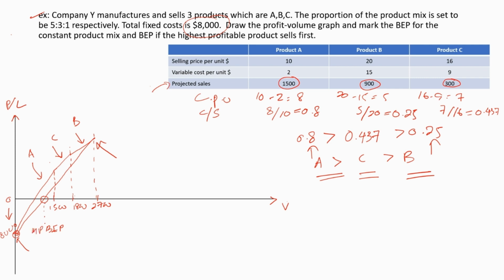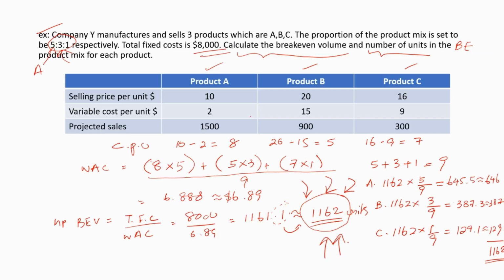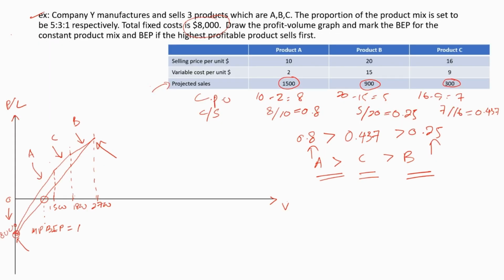We calculated this figure earlier. Let's go back. It is this value, 1162 units. So this is equal to 1162, which is less than 1500. So the break-even point is to the left side of 1500 value, which is correct.